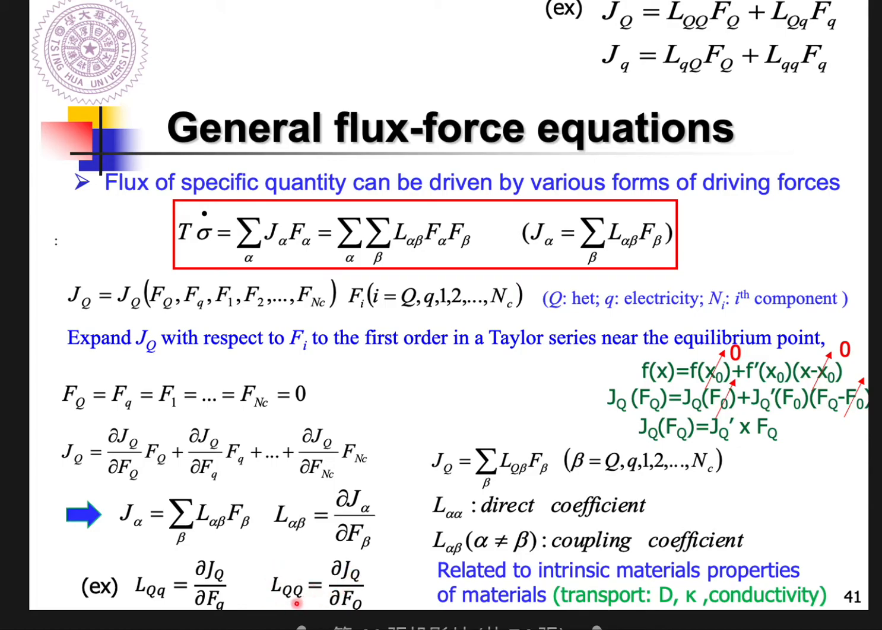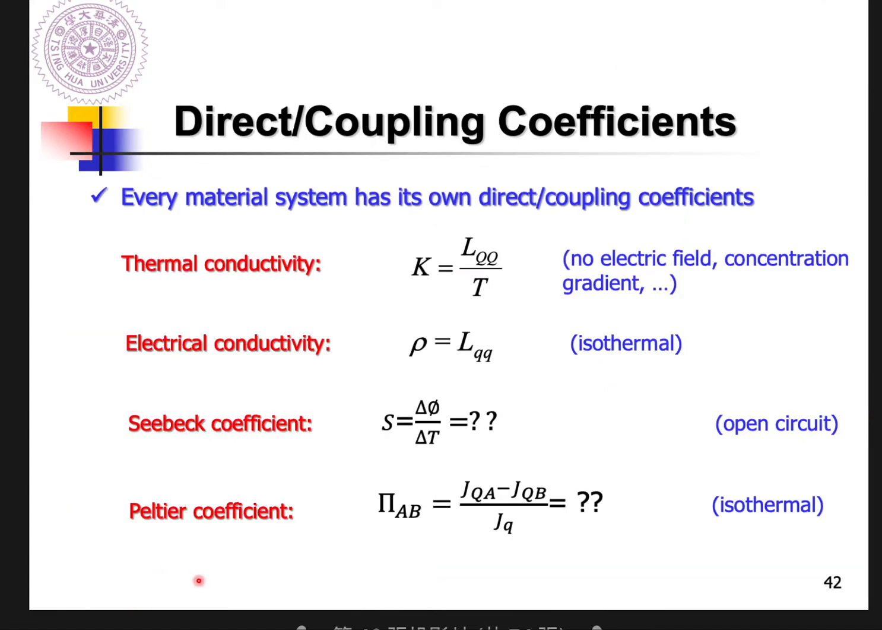So that's why I say L capital Q, or L capital Q small q, this coefficient is related to intrinsic material property. The same thing happens with the coupling coefficient, right? Even if I apply the same electrical field on two different materials, the changes of heat flux are definitely different, and these changes are related to material properties. So in order to explain more details about the direct and coupling coefficients, we summarize the relationship between them and some material properties.